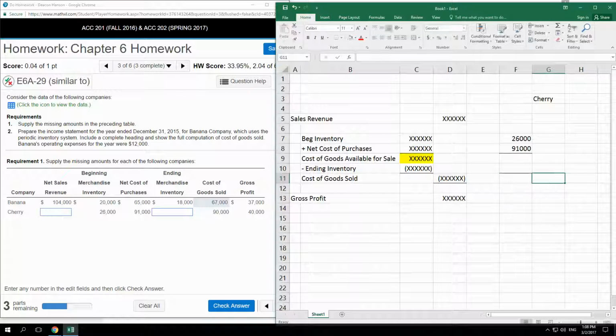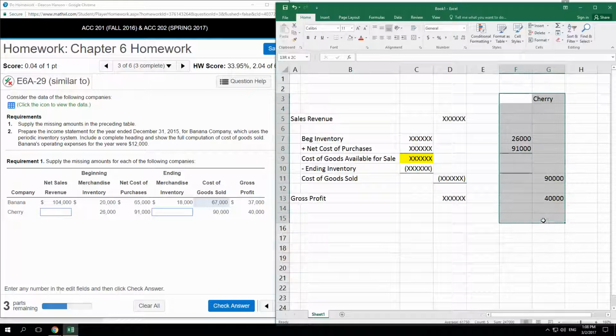And right, we're offsetting it because we need to subtract that from revenue to get to gross profit. And they also give me the gross profit, which is 40,000. So I'm taking from Cherry here all the numbers, right? And this is how it aligns.